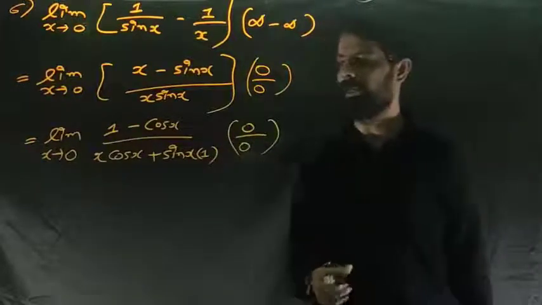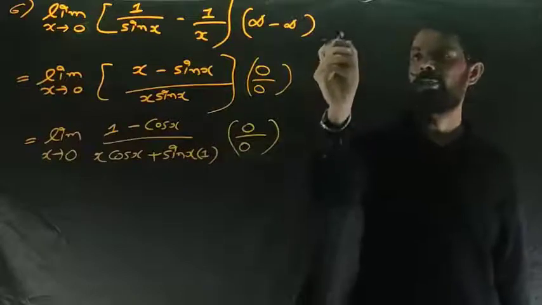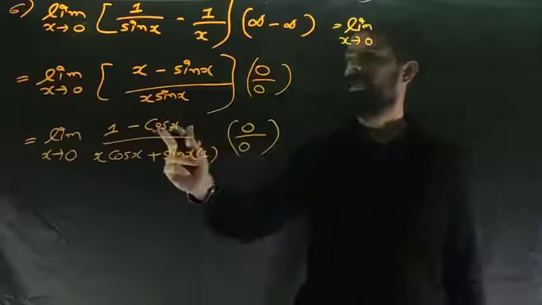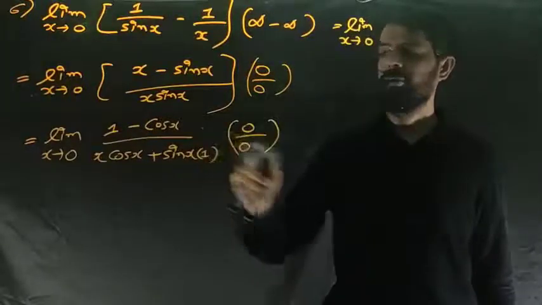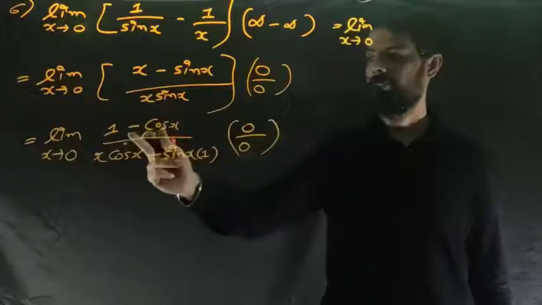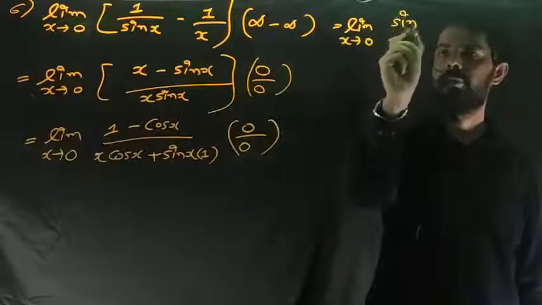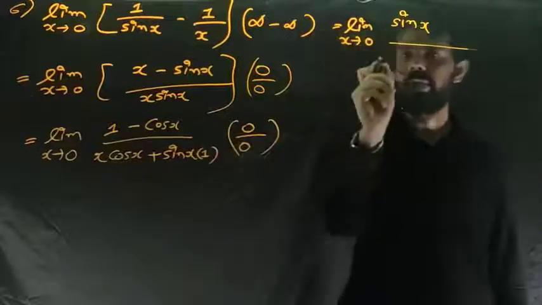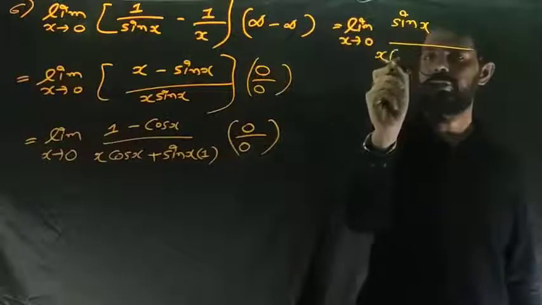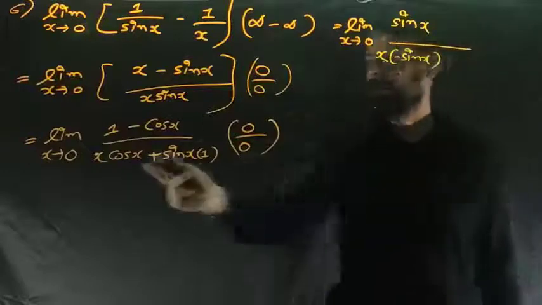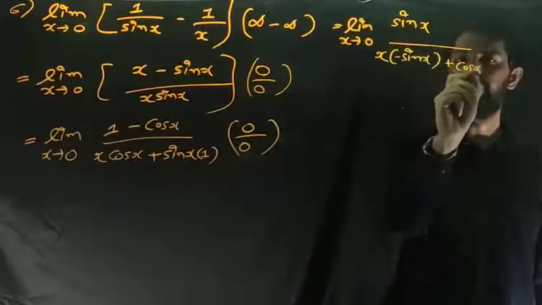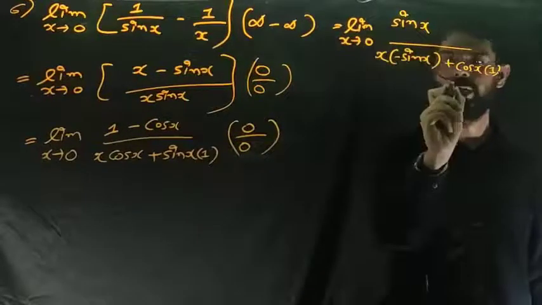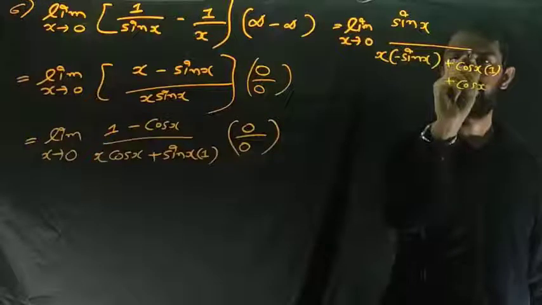So again we will have to take the derivative of numerator and denominator individually. Here we will write limit x tends to 0. The derivative of 1 is 0. Then the derivative of cos x is minus sin x, but here it is minus sin, so it will be plus. So plus sin x divided by... here again we will use the product rule. So x will be as it is and the derivative of cos x is minus sin x, plus cos x will be as it is and the derivative of x is 1. Then the derivative of sin x is cos x, so here plus cos x.